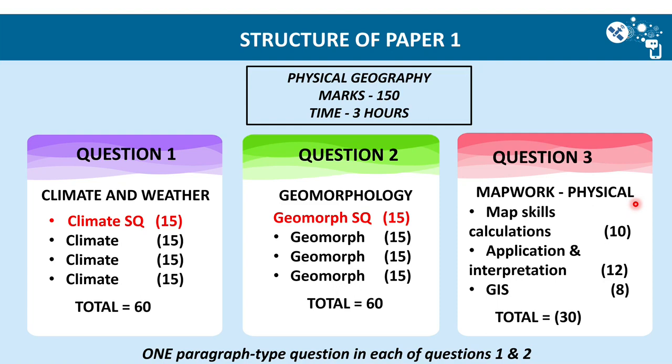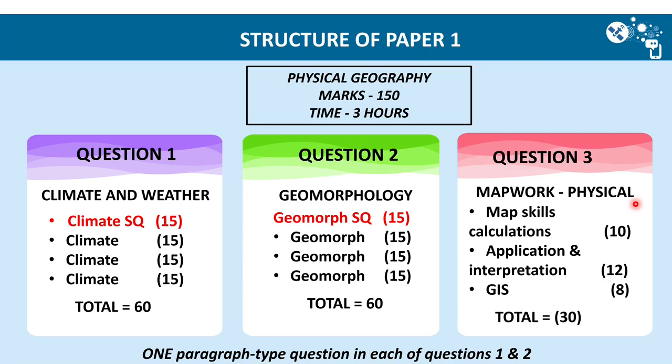So, you will write a paper 1, which will cover physical geography, in other words, the climate and weather section, and then also the geomorphology section. Your paper will be out of 150 marks, and it will be 3 hours long. So now you know I've got 3 hours to answer the paper. I've got to answer 150 marks worth of questions in that 3 hours. So now you can start timing yourself.